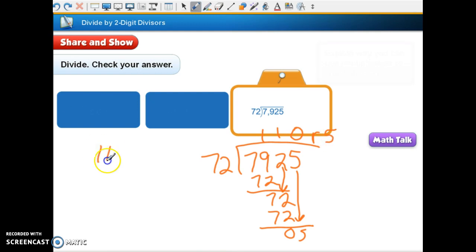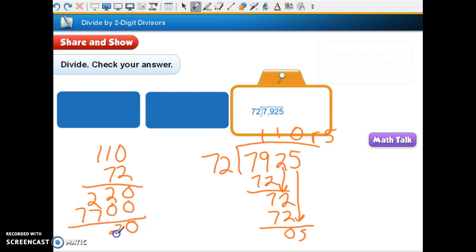Then we're going to multiply 110 times 72. Have a 0, a 2, and a 2, a 0. A 0, a 7, and a 7, a 2, a 9, and a 7, and I add a 5, I get 7,920.